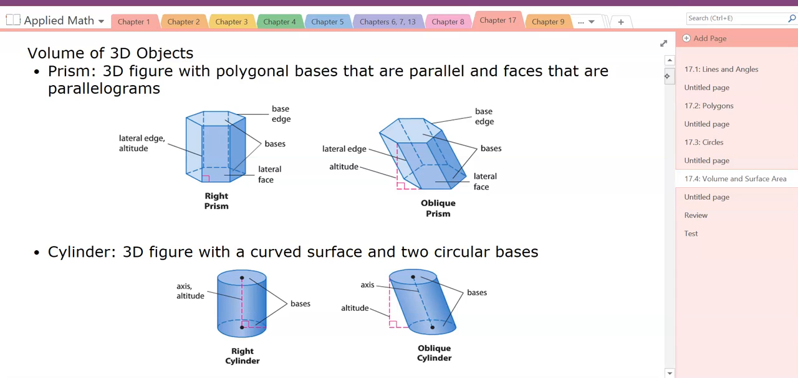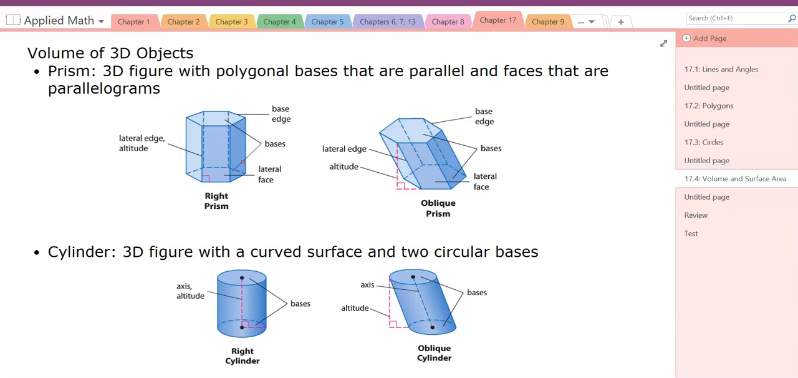It doesn't have to actually be a rectangle for the base, it could be a triangle. So there are triangular prisms as well. But these are what they look like and some of the main pieces of them. They've got some things labeled for you, like where your bases are, where your lateral edges and lateral faces would be.